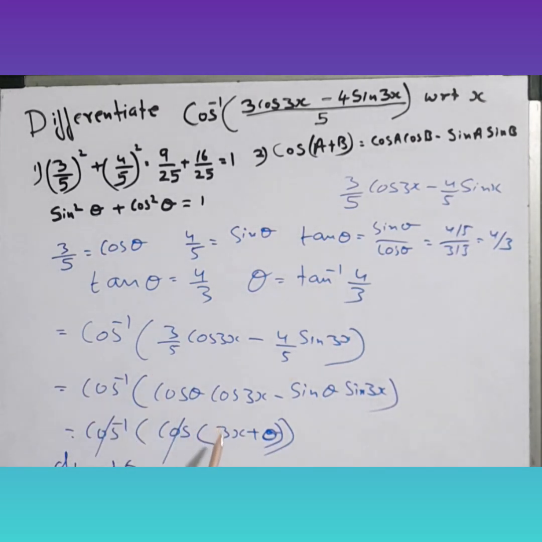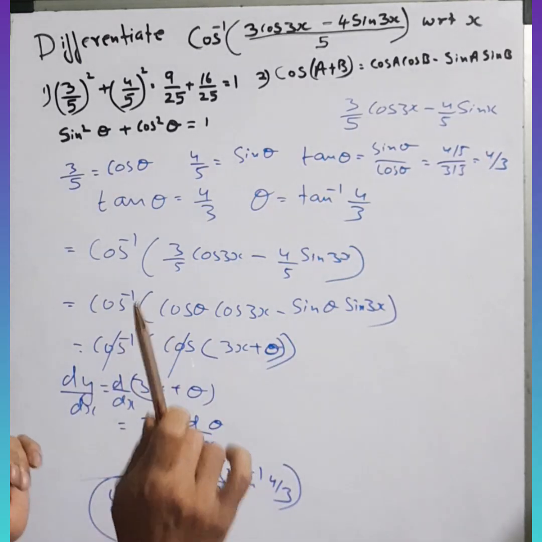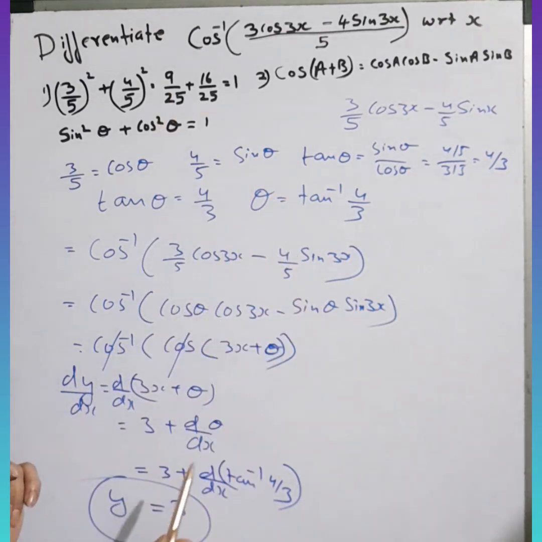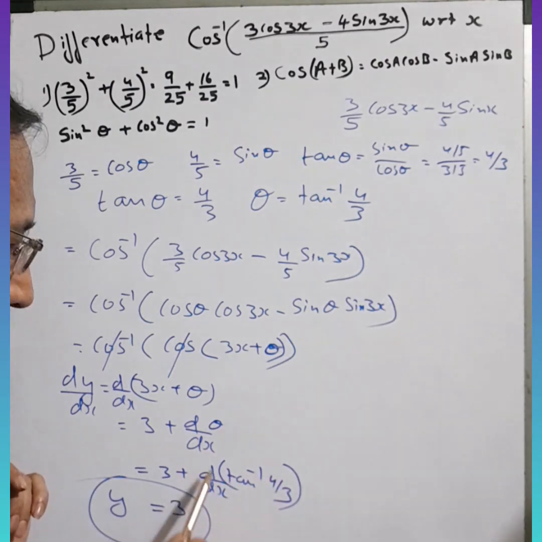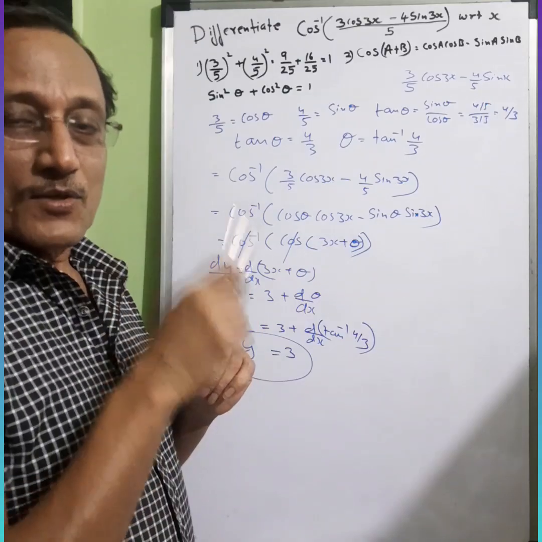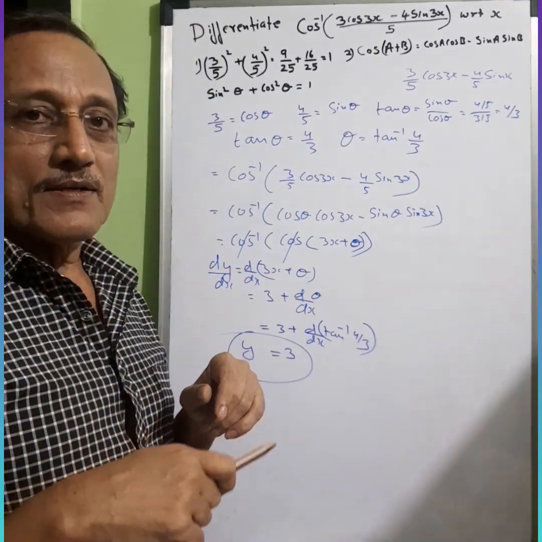What we are left with is 3x plus theta. We do d by dx of 3x plus theta, not to forget that theta is to be substituted with tan inverse 4 by 3. 4 by 3 is a constant, so the entire tan inverse 4 by 3 is a constant, and we know d by dx of a constant is 0, so we end up with 3. It's very much essential for us to summarize it and put it in our gray matter.